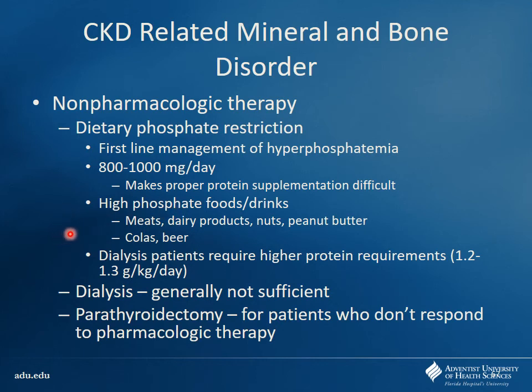But again, typically you're also going to find they have very low protein requirements as well. So you don't want to give them too much protein, but you will find that especially if they're on dialysis, they have a higher requirement, because they're just more metabolically active. They need a little bit more protein to keep their muscle mass essentially. Now, in general, dialysis is not going to be good enough to really get rid of that phosphate. So you're going to have to use something else to try to get rid of that. We'll talk about some phosphate binders in just a few minutes here. And then some patients will even have a parathyroidectomy if they cannot get everything under control otherwise.